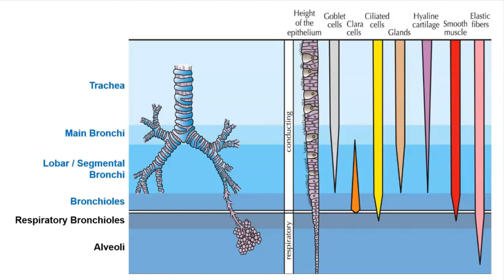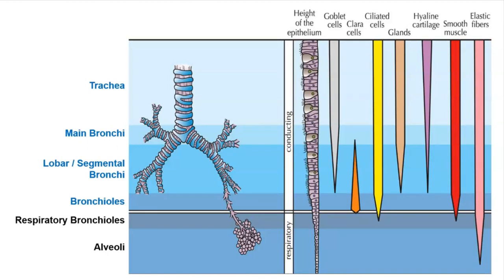First we see that in the conducting zone, that is from the bronchi to the bronchioles, hyaline cartilage becomes less abundant as the airways get smaller, and hyaline cartilage is completely absent from bronchioles, as well as the respiratory zone structures like the respiratory bronchioles and the alveoli. But we do see that elastic fibers are present in the bronchioles and the respiratory bronchioles. The elastic fibers are the main support tissue in the bronchioles and the respiratory bronchioles, as opposed to cartilage.